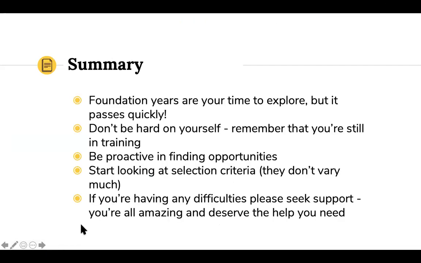Okay, so a brief summary of what we've spoken about. Basically, your foundation years are your time to explore. Make the most of it because it really goes by so quickly. And don't try to be hard on yourself. Remember that you're still in training. Also, don't try to take on too much. I know that the thought of portfolios is daunting and the thought of specialty training, and I know you all want to be the best, but also just make sure that you have enough time to rest and relax.